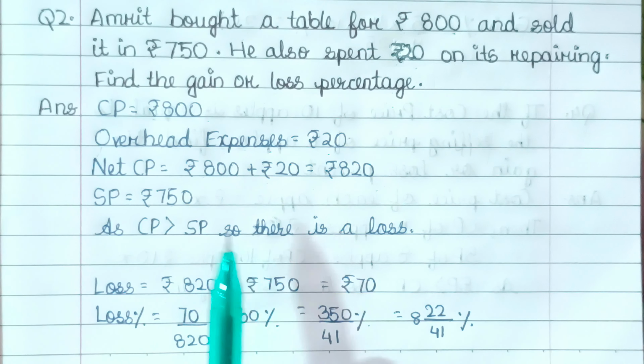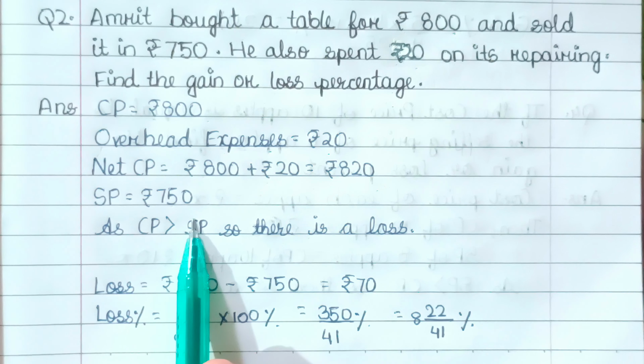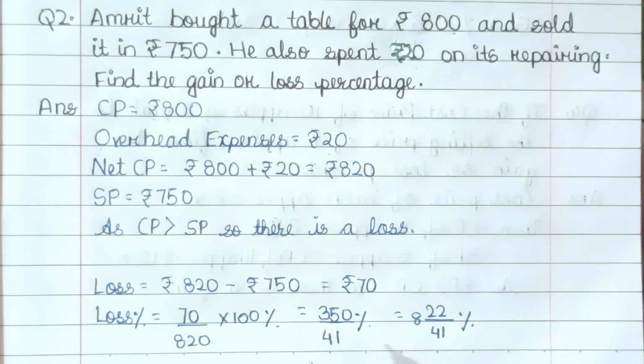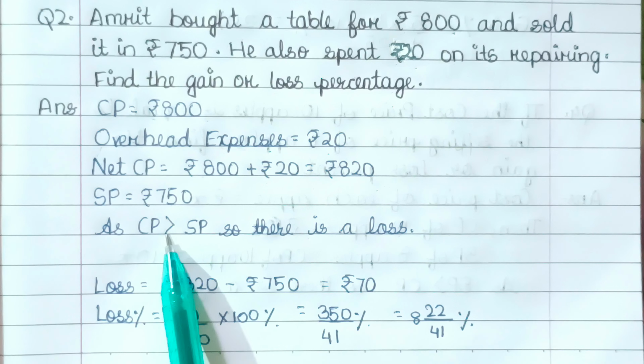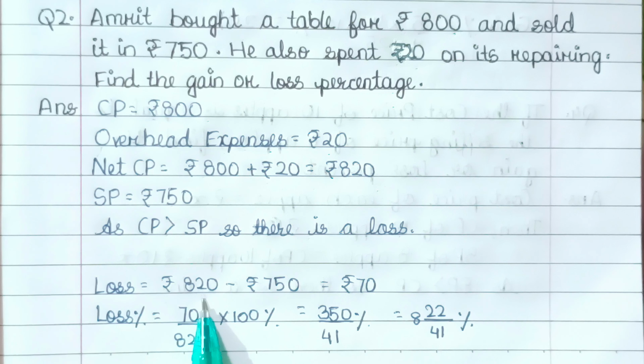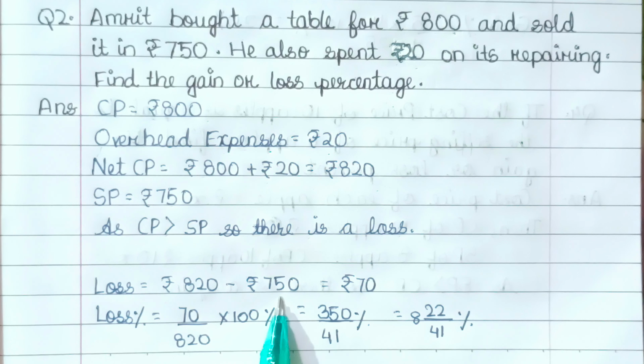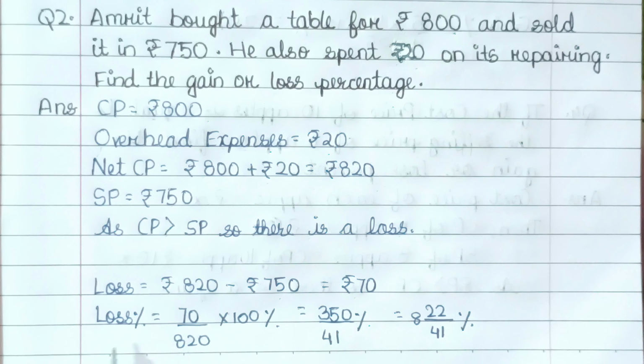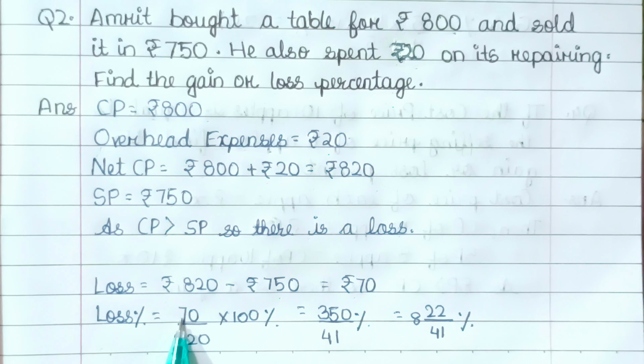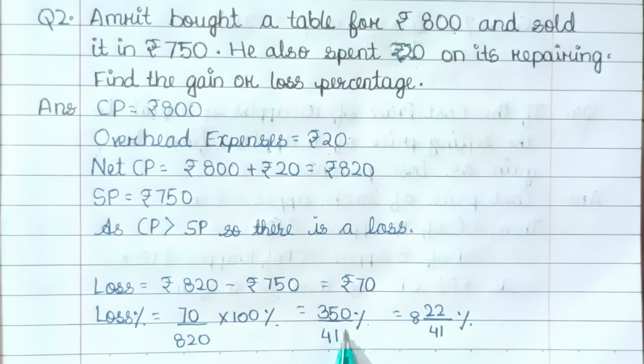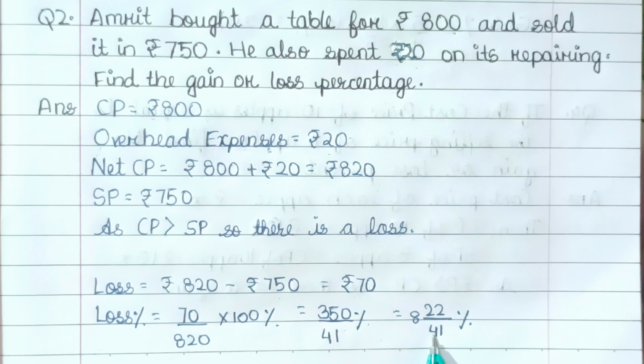Here we conclude, when the selling price is greater than the cost price, then we have a profit. But when the cost price is greater than the selling price, then we have a loss. So here we get a loss as CP is greater than the SP. So the loss is rupees 820 minus rupees 750, that is rupees 70. When we find the loss percent, we find the loss upon the CP, the cost price, into 100%, which is equal to 350 by 41%, that is 8 whole 22 by 41%.